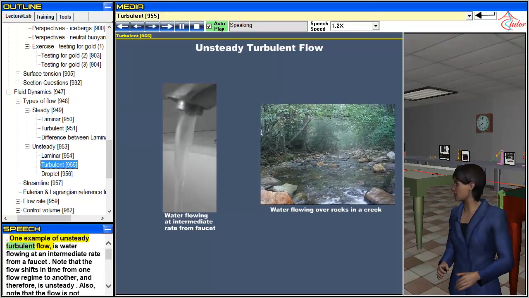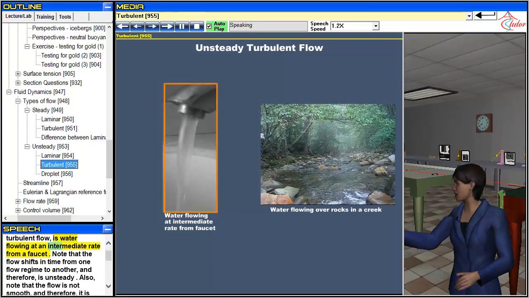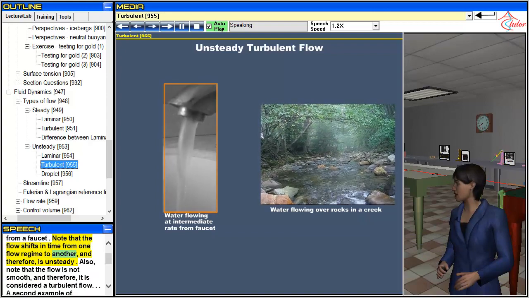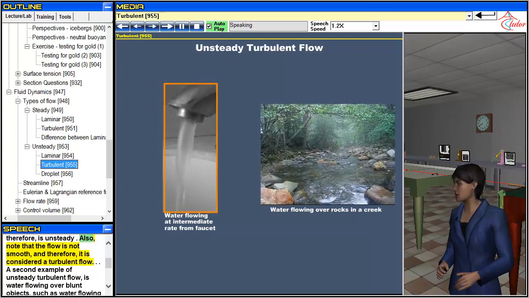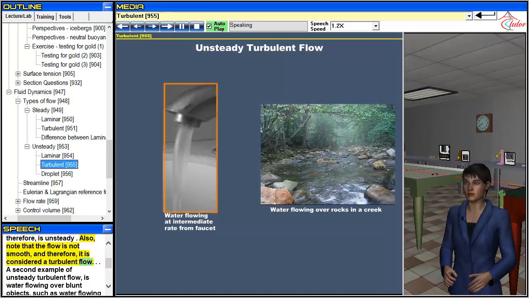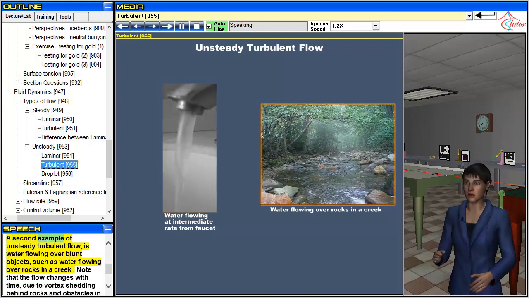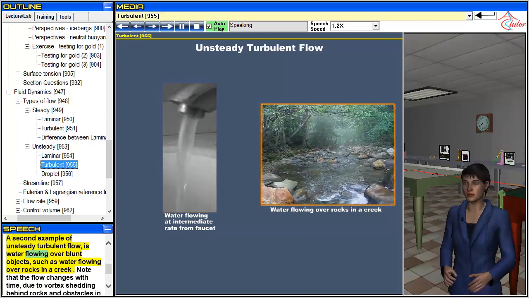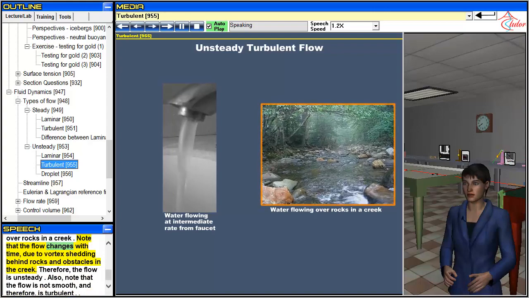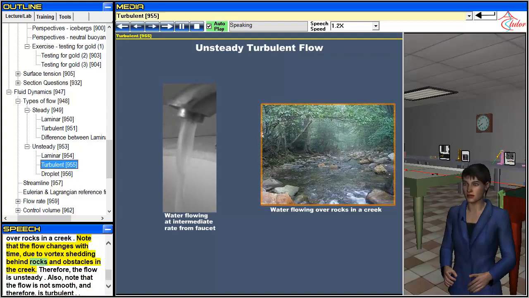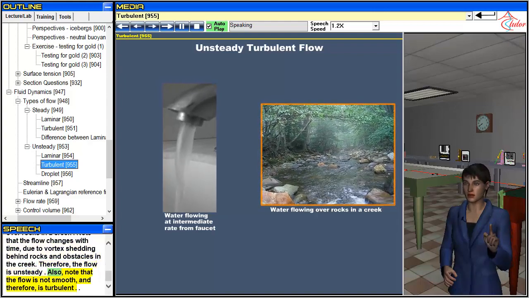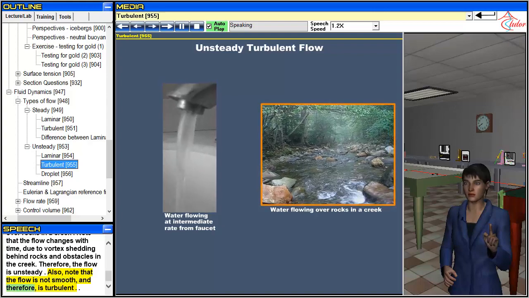One example of unsteady turbulent flow is water flowing at an intermediate rate from a faucet. Note that the flow shifts in time from one flow regime to another, and therefore, is unsteady. Also, note that the flow is not smooth, and therefore, it is considered a turbulent flow. A second example of unsteady turbulent flow is water flowing over blunt objects, such as water flowing over rocks in a creek. Note that the flow changes with time, due to vortex shedding behind rocks and obstacles in the creek. Therefore, the flow is unsteady. Also, note that the flow is not smooth, and therefore, is turbulent.